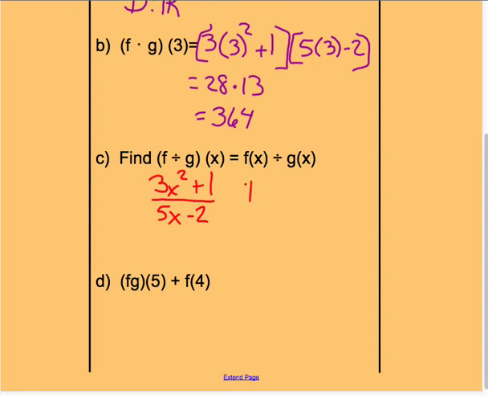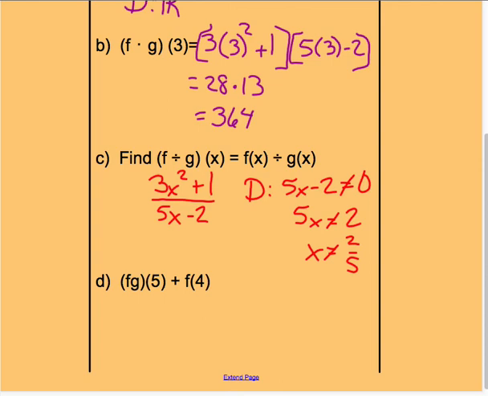We were asked for the domain on this one, and in this one we have a denominator. Remember, anytime you have a denominator, it cannot equal 0. So I'm going to set 5x minus 2 not equal to 0, adding 2 to both sides, and dividing both sides by 5. We got our domain restriction of x cannot equal 2/5.